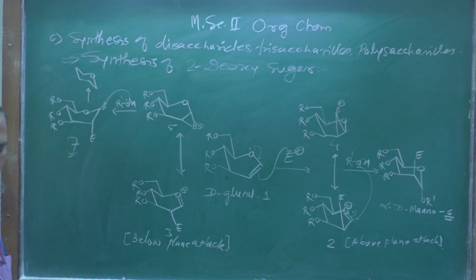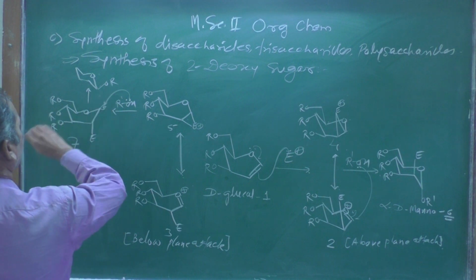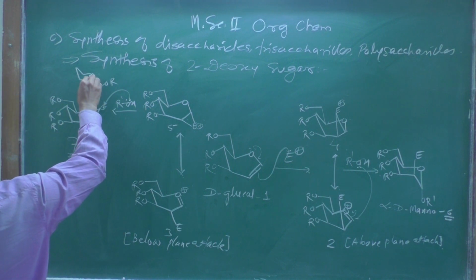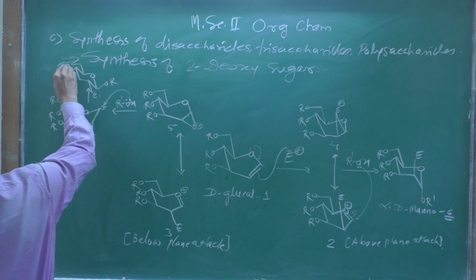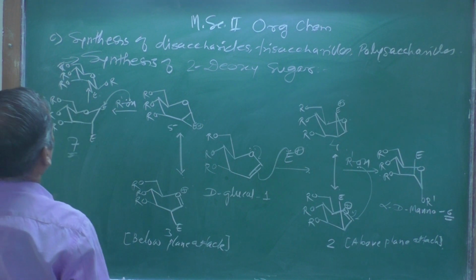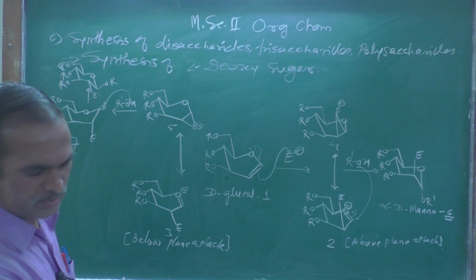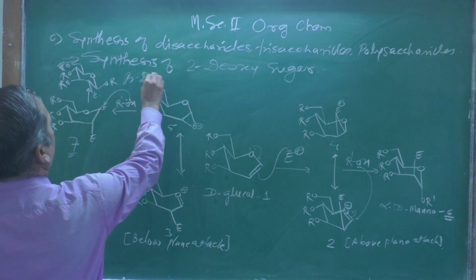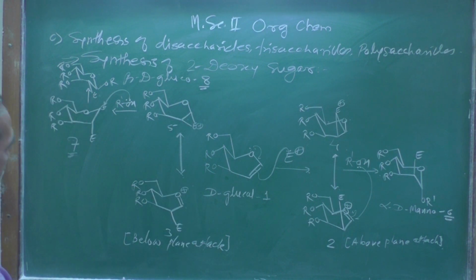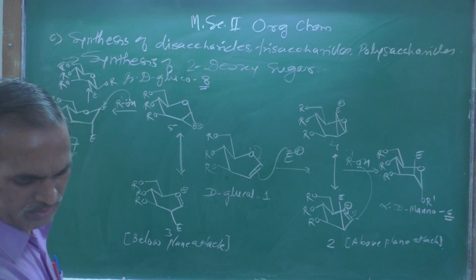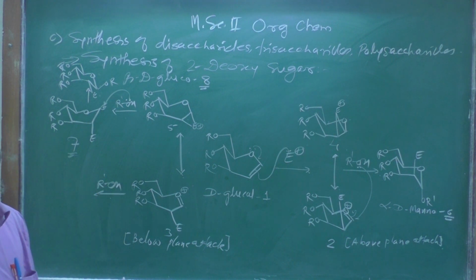right? And here this is a beta selectivity you are going to get over here, and now at this position there will be an electrophile, then OR, here also OR, here also OR. Look at this structure, and this structure is nothing but a beta D gluco, beta D gluco. This one is a beta D gluco, that is the structure number 8. Remember this one.